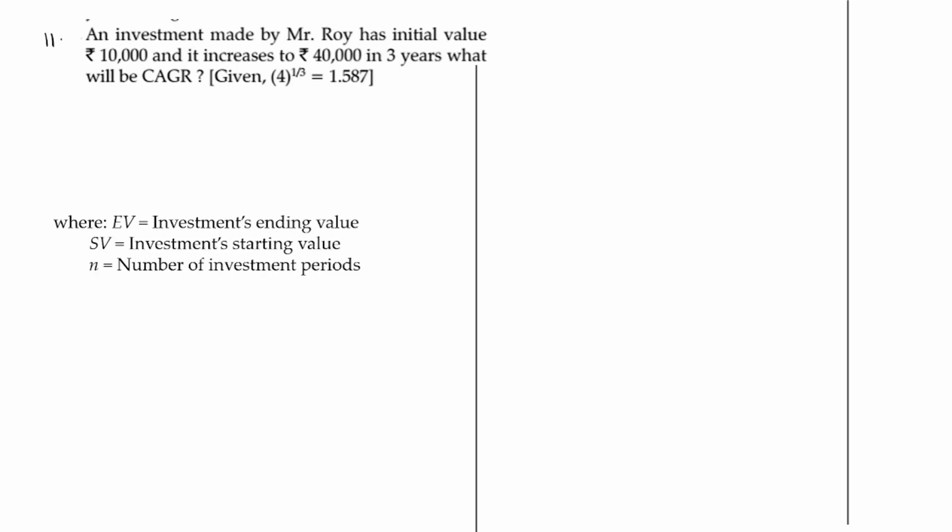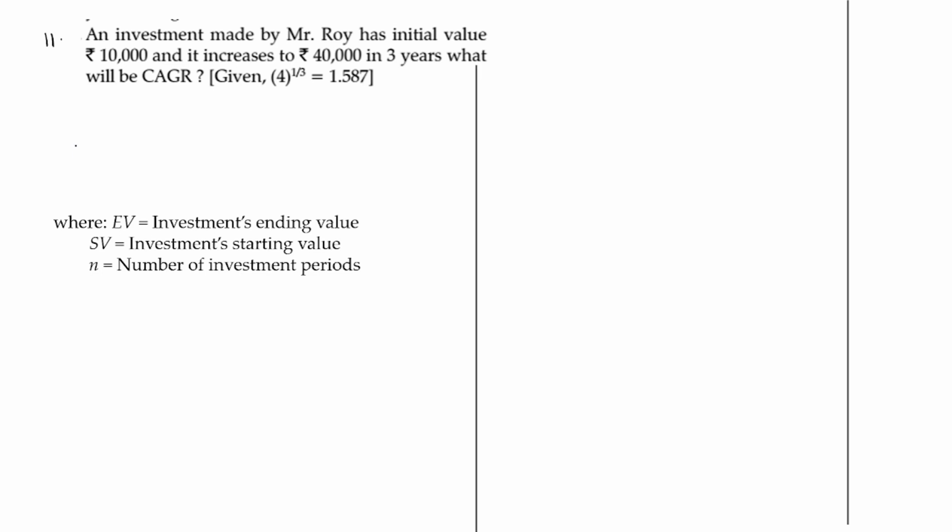Next we have compound annual growth rate. An investment made by Mr. Roy has initial value rupees 10,000 and it increases to rupees 40,000 in 3 years. What will be the compound annual growth rate? So here the initial value is 10,000 and the ending value is 40,000, and the time for which this investment is made is 3 years. We need to find the compound annual growth rate.